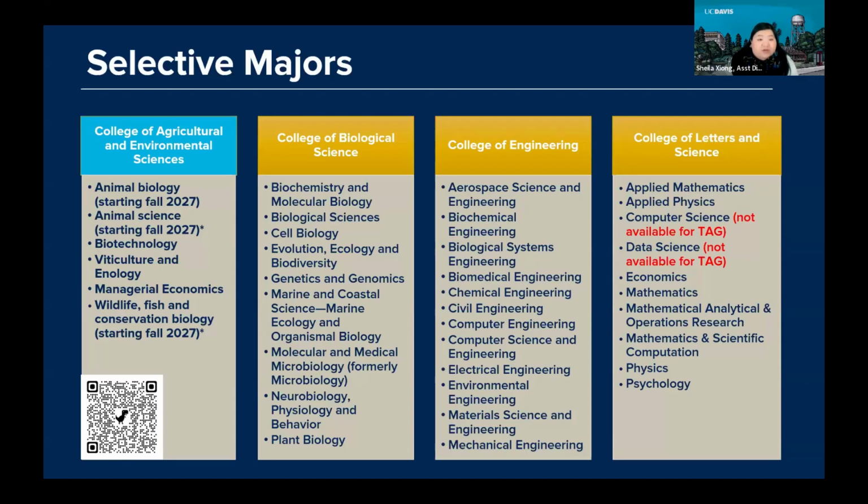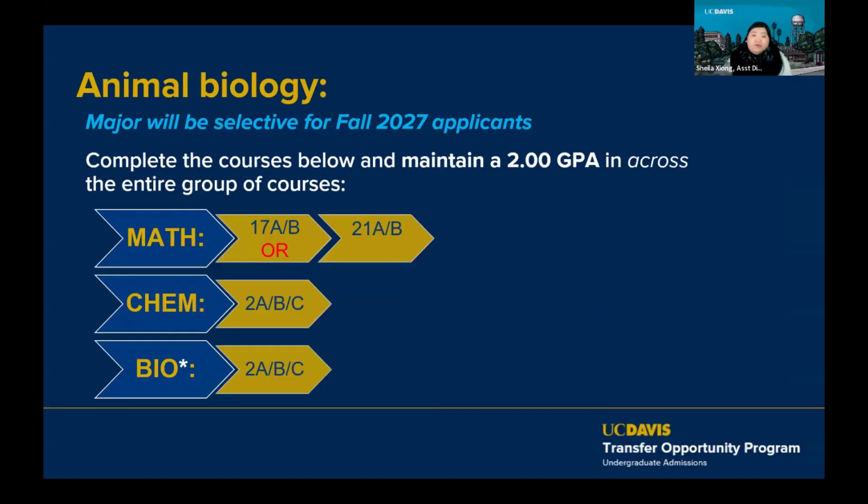All right, let's go ahead and look at the specific requirements needed for these majors. So if you are thinking about coming in as an animal bio major, starting next fall for fall 2027 applicants, this major is going to be selective. If you are applying this year, so if you're already working on your application and you plan to submit it by the end of December this year, the major is not yet selective.